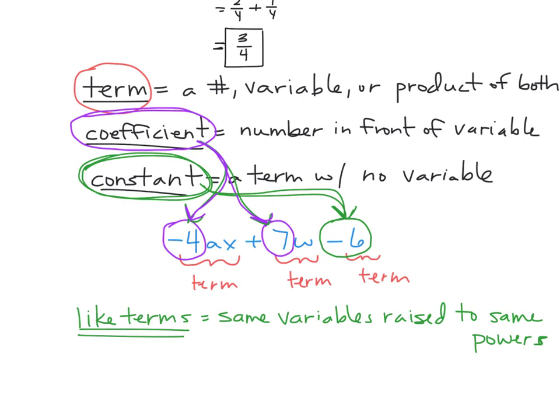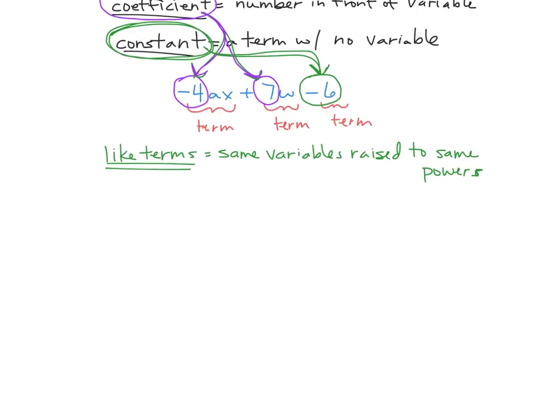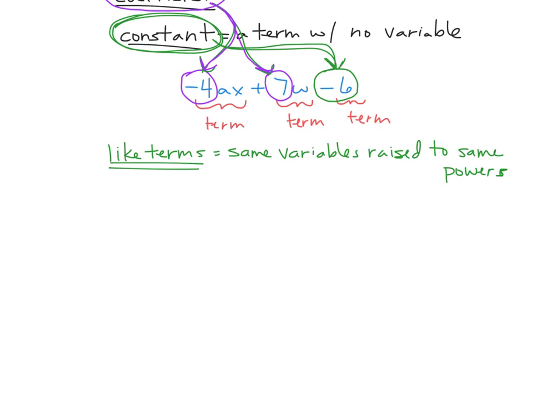Okay, so for instance, if I were to give you, what's a power, by the way? The exponent. So if I give you this: 3x squared plus 5x squared plus 9y cubed z plus 2yz minus 4y cubed z.